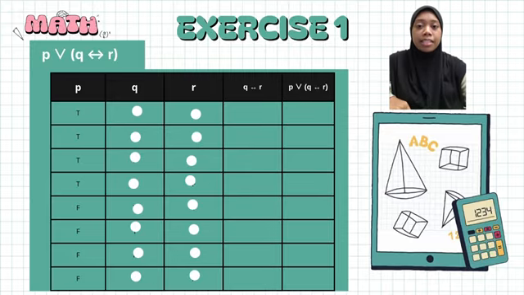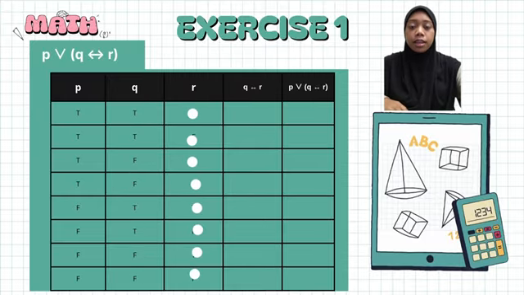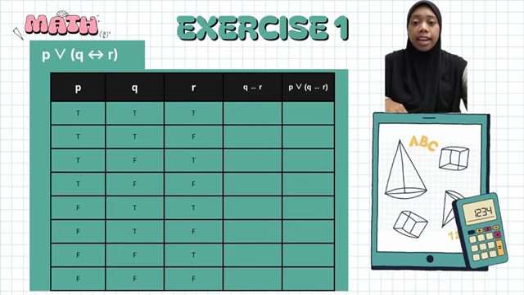Let me explain exercise 1. Here we have P or Q biconditional R. To make the truth table, P must start first. In the column for P, we fill in the first 4 rows as true and the last 4 rows as false. Next, for Q, we put 2 true and 2 false. And lastly, for R, we put true, false, true, false, true, false.